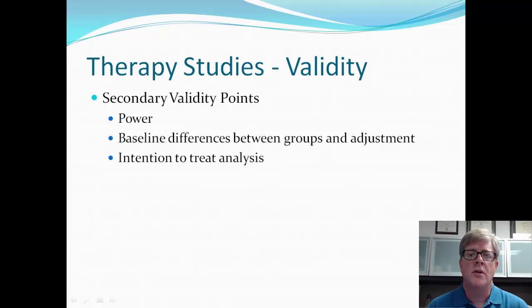Ultimately, you can't be sure if something works unless you do an intention to treat analysis, because there may be something that's so awful about the drug or so difficult to take about surgery or counseling or whatever, that the intervention may not actually be practical in the real world. So that's what the intention to treat analysis can give you.